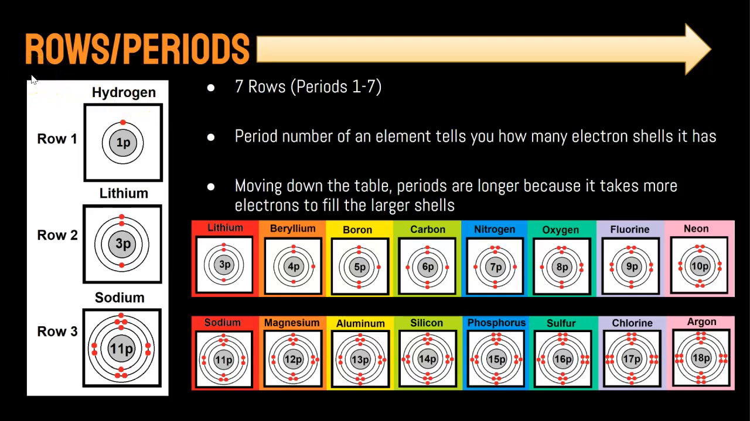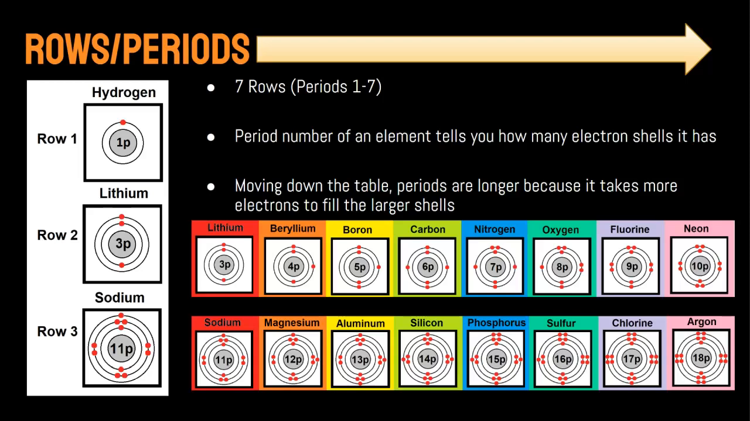Rows on the periodic table are also called periods. There are 7 periods or 7 rows on the periodic table. The period number of an element tells you how many electron shells it has. And as you move down the periodic table, the periods are going to get longer and longer because it's going to take more electrons to fill those larger shells.